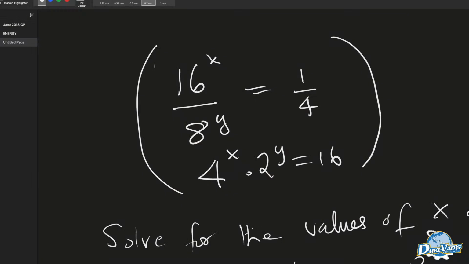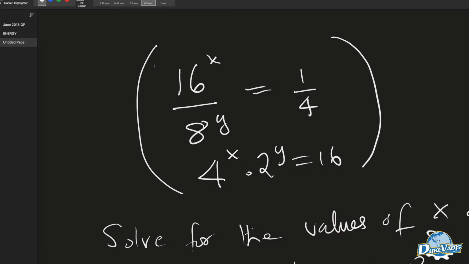This afternoon, as you can see, you have this equation that says 16 raised to the power x divided by 8 raised to the power y is equal to a quarter. Then we also have 4 raised to the power x times 2 raised to the power y is equal to 16. It says solve for the values of x and y, hence compute xy minus 2.